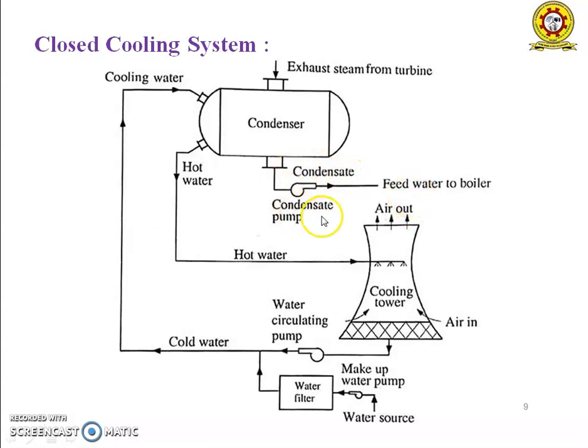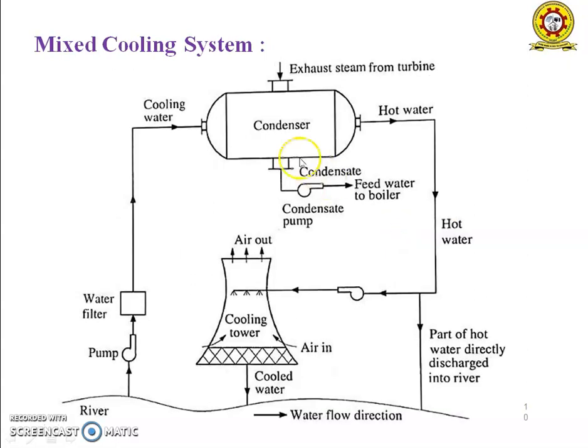The hot water temperature in the cooling tower is reduced by using the atmospheric air. So there is a heat exchange between the hot water and the atmospheric air. The atmospheric air temperature increases and the hot water temperature reduces. Again the water is recycled. The hot gases that increase the temperature will be sent out of the cooling tower.